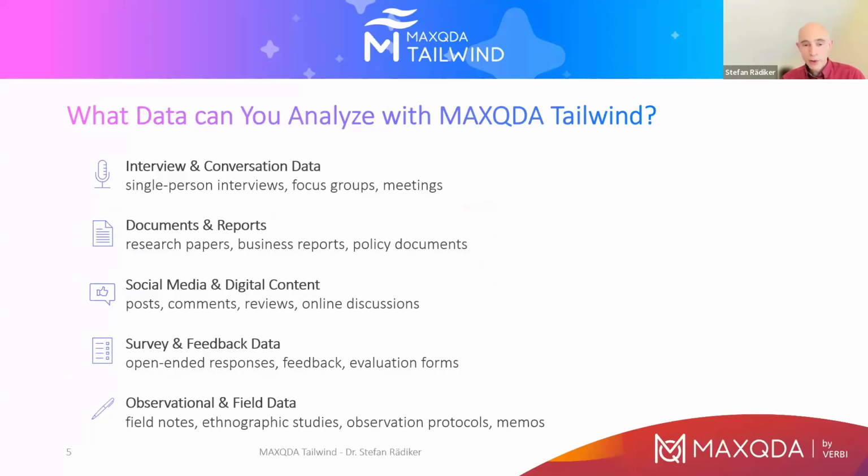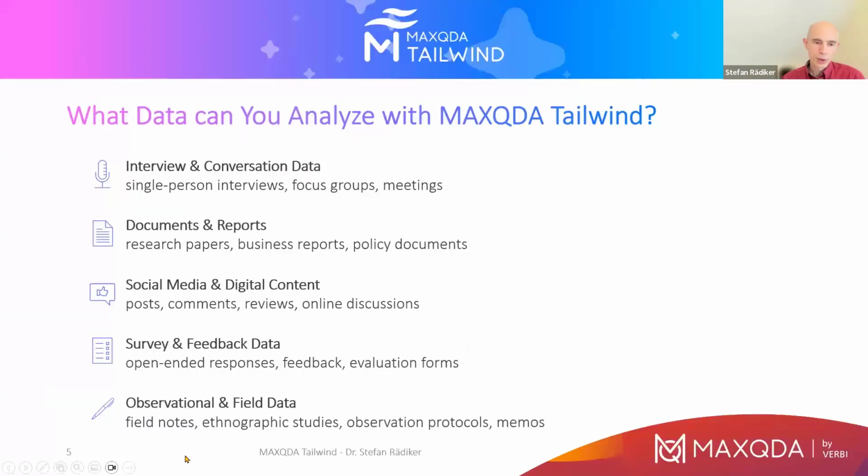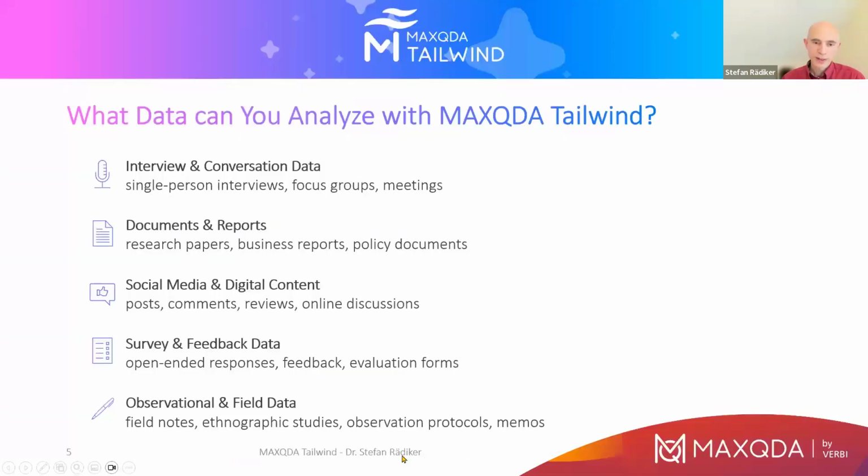And whenever you have a feature request, you go to MAXQDA Tailwind, and there you can see there is a feedback button, and then you can send a feature request there. And of course, you could use it for field notes, for ethnographic studies, observation protocols, and memos.